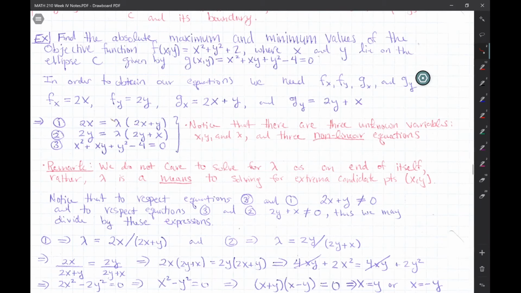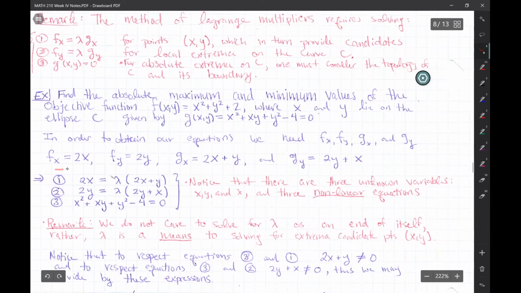We're going to have to solve the three equations that we've seen above. Taking these partial derivatives, we get these two equations, coming from 1 and 2 above, and 3 is just the constraint curve. What are we solving for? We're solving for all points x, y that satisfy these three equations. It's three equations and three unknowns. Lambda, the Lagrange multiplier, is also an unknown.